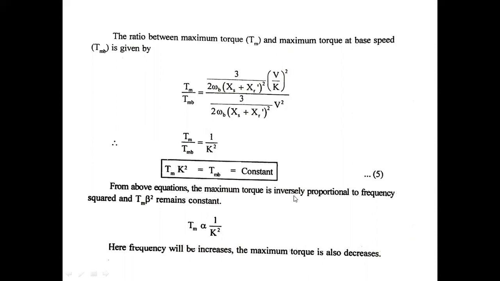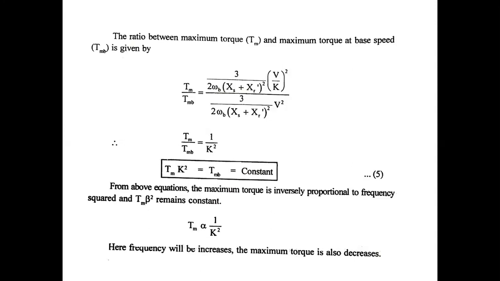From the above equations, the maximum torque is inversely proportional to the frequency square, and Tm into beta square remains constant. It is not beta, actually it is k. Sometimes it is written as beta, so you can also write it as k, per unit frequency. It remains constant. So once you assume this is a constant factor, I'm equating Tm k square is equal to constant. If I remove the equality, Tm is proportional to 1 by k square. So that relation: maximum torque is inversely proportional to the square of the per unit frequency.